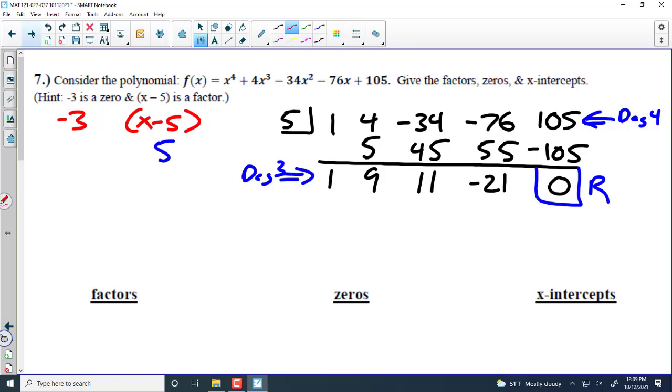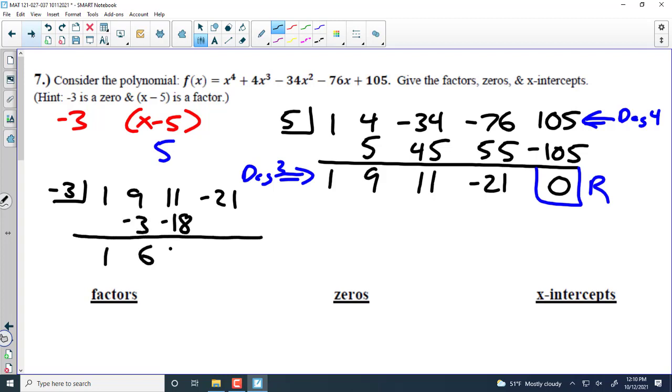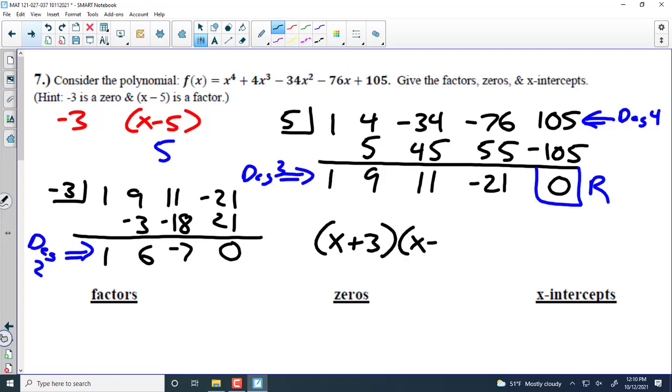So now, when I do my -3, 1, 9, 11, -21, 1, -3, 6, -18, -7, 21, 0. And this will be a degree 2. And no matter which order you did them in, everyone, you will have the x plus 3, the x minus 5, and everyone should get it down to x squared plus 6x minus 7. It should not matter what order you divide them. You'll get x squared plus 6x minus 7.